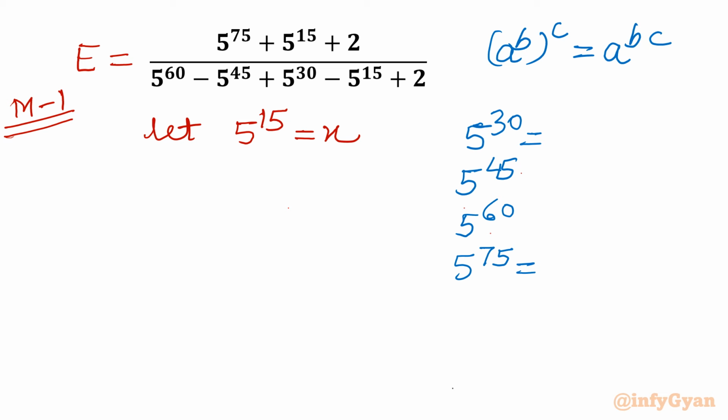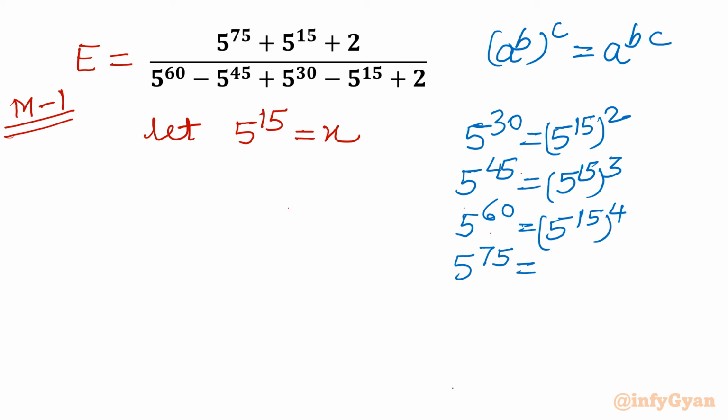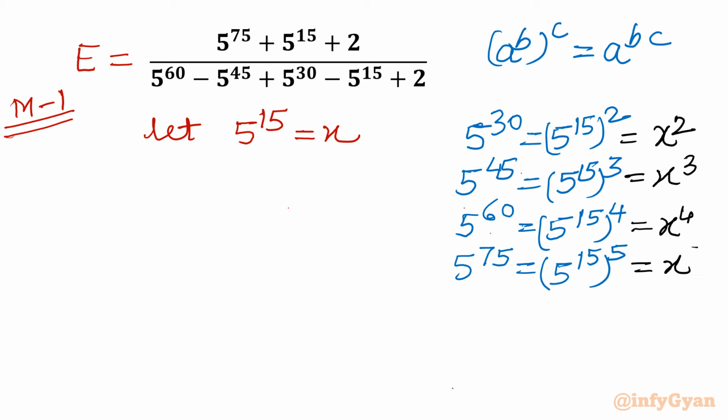We can write 5^30 as (5^15) whole square. We can write 5^45 as (5^15) whole cube. Similarly, 5^60 can be written as (5^15) whole power 4. And the last one, 5^75, will be equal to (5^15) whole power 5. Now we can write in terms of x. So this is x square. This will become x cube. This is nothing but x^4. And last one is x^5.